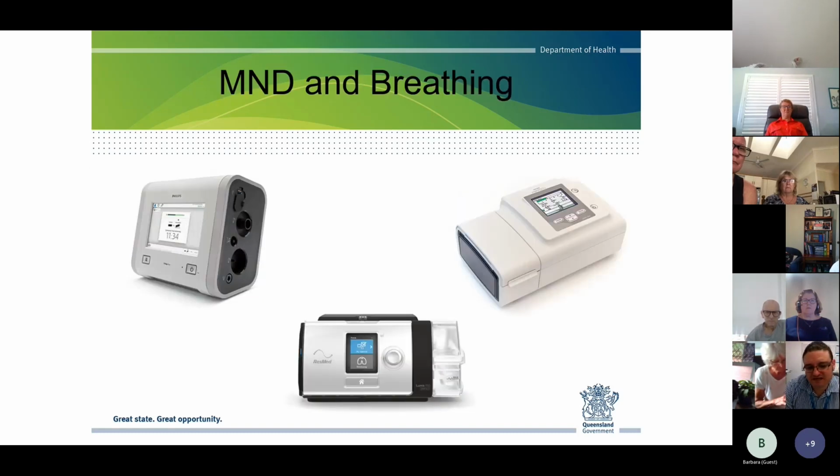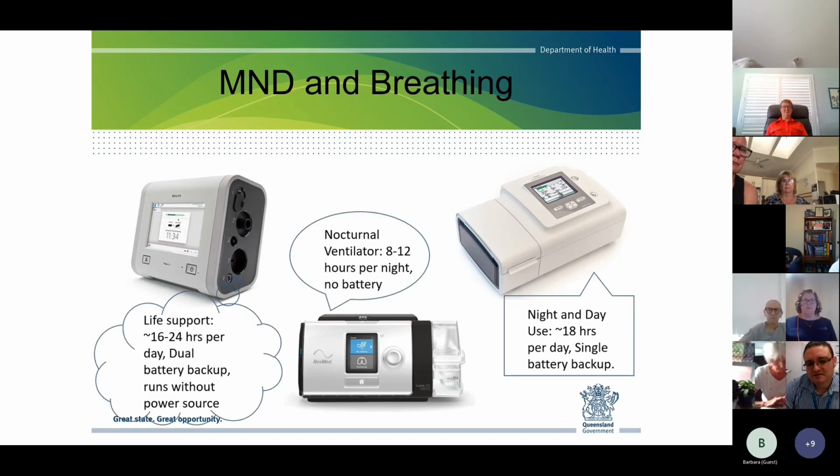And the type of machines that we set these masks up to, all right, so these are 3 examples that we use in our service here. And I've got a little spiel with them. The first one we go with is that little one in the middle. It's a nocturnal ventilator, designed for 8 to 12 hours per night. This is what I start most of my patients on, just this nice little machine. It doesn't alarm, it works beautifully, and has water in it.